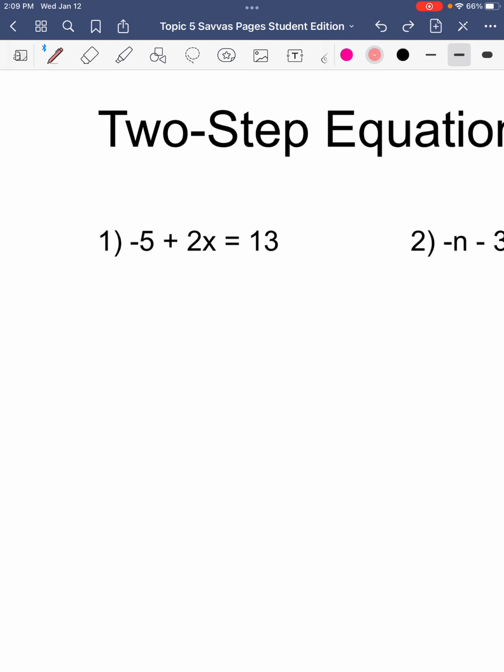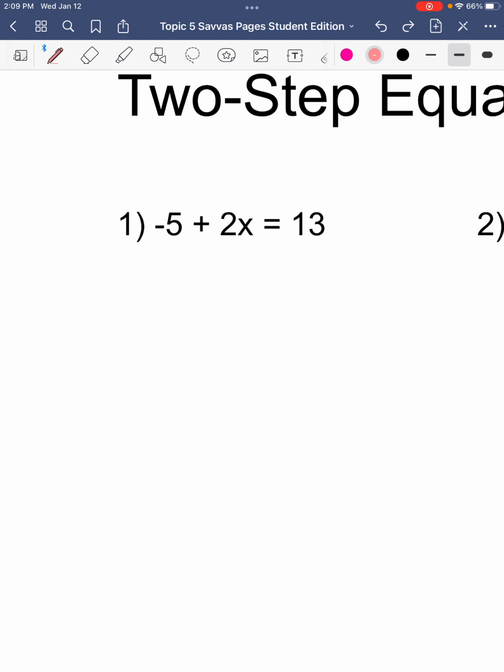So we're going to start right here with number 1. And my first step, the thing I always do first, is draw a line through my equal sign. That helps me see that whatever I do on one side, I must do on the other, and that helps me keep everything balanced. Now, I'm trying to get this x right here by itself. So I'm going to work my way from the outside in. So I'm going to isolate or get the term with the x by itself.